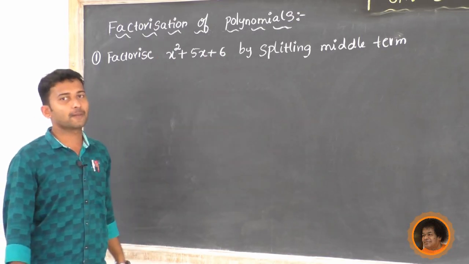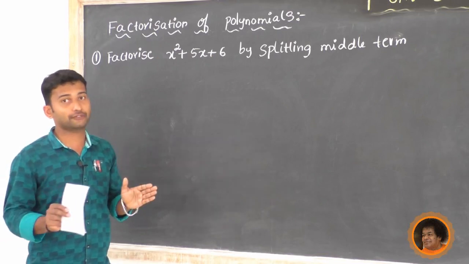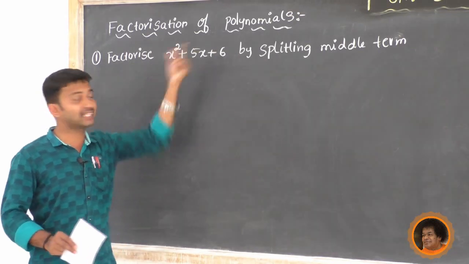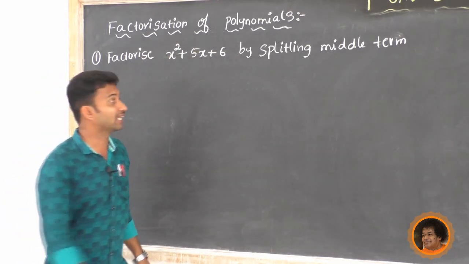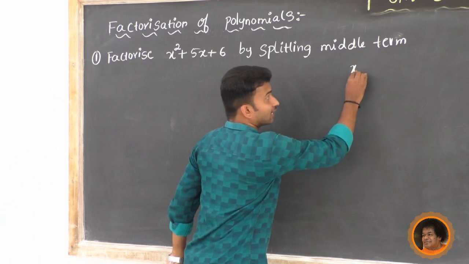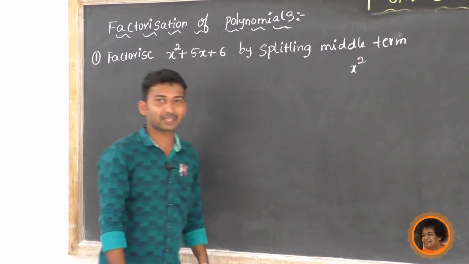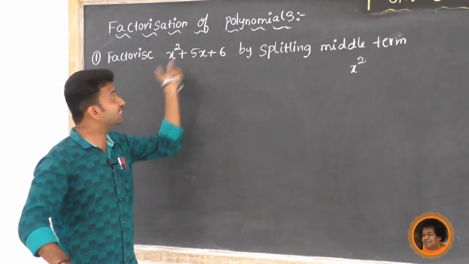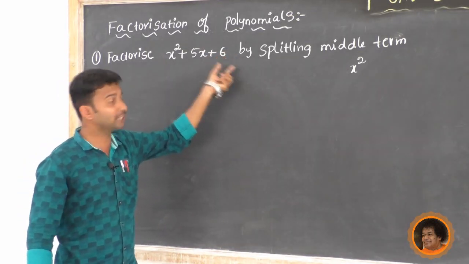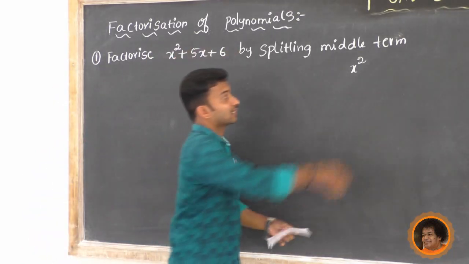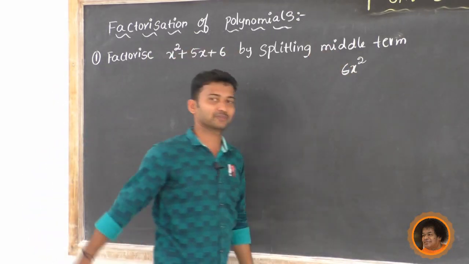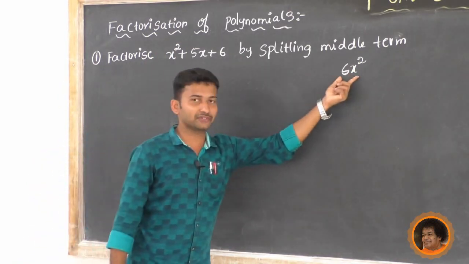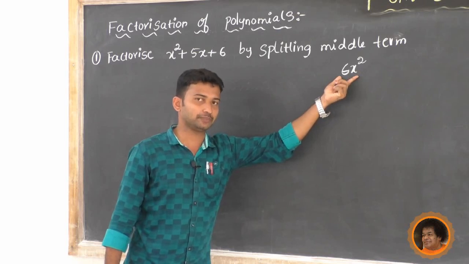Second step, find the product of the first and last. What is the product of first and last? What is the first term of the polynomial? X square. What is the last term? 6. So the product of first and last is 6 into x square, 6x square.